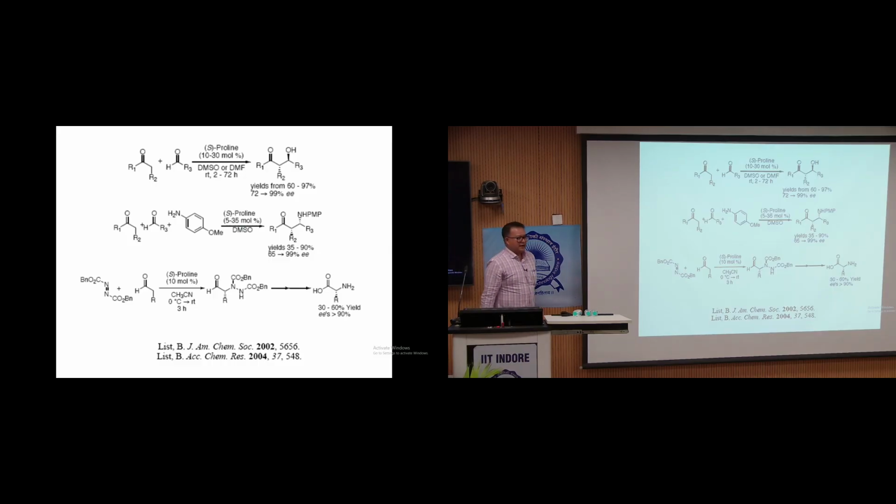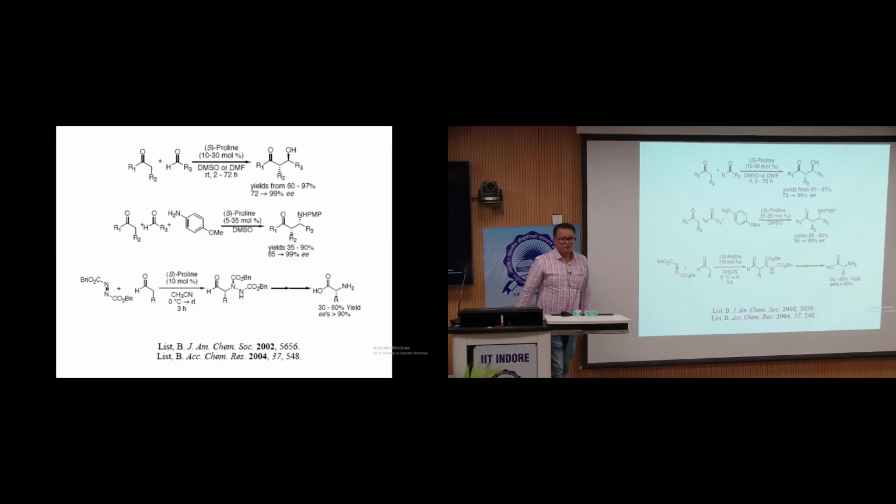Then something comes up, and big shots start putting up efforts. List got the Nobel Prize in organocatalysis, and his first reports were these. In 2000 and 2001, he reported the same enamine proline catalysis to generate this type of aldol reactions. Yields were moderate, 60 to 90%. He adds these aldehydes to these carbonyls using S-proline, with 10 to 30 mole percent, a very high mole percent of proline catalyst.